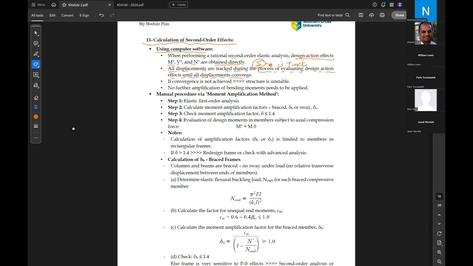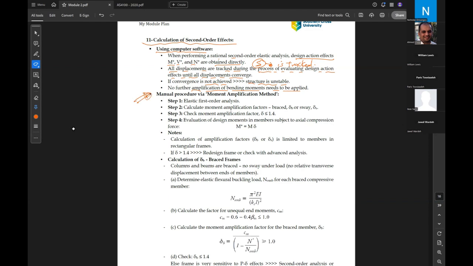This means that at each level of analysis, the deflections are calculated. If convergence in the software is not achieved, this means the structure is unstable and you need to remodel or reanalyze the structure. No further amplification factor is needed in this case.